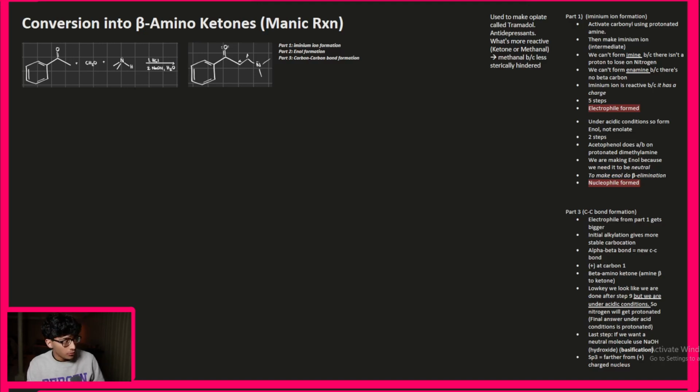Okay, we're gonna be doing the Mannich reaction. We're gonna be converting into a beta-amino ketone. It's really simple. You see this is the amine, and it's beta. You see it's beta to the ketone. Okay, this is how you get straight into it.